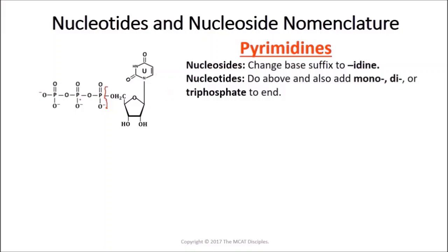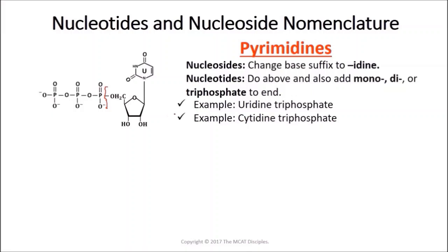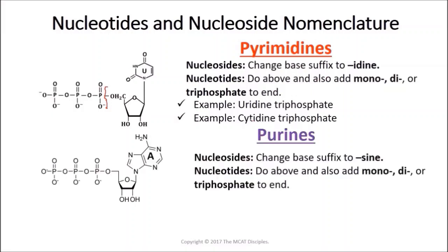If it was a nucleotide, so you added the phosphate groups, then you would call it uridine mono-, di-, or triphosphate. So this is an example of uridine triphosphate. You could also do cytidine triphosphate. You could do thymidine triphosphate. Again, the original nucleobase name was cytosine, and the original nucleobase name was thymine, but you convert it as follows, that nomenclature. The purines do a similar thing.